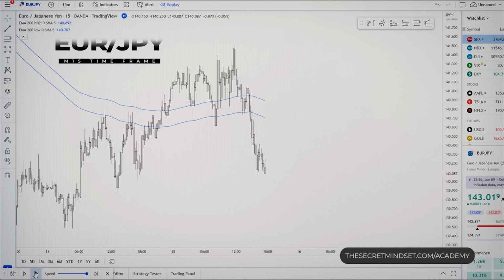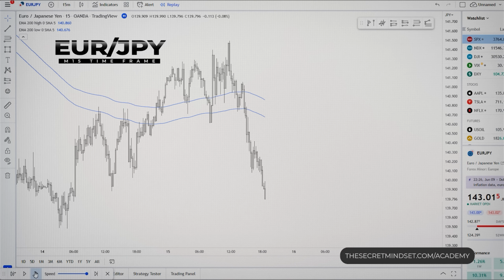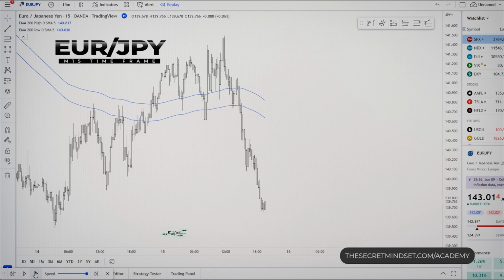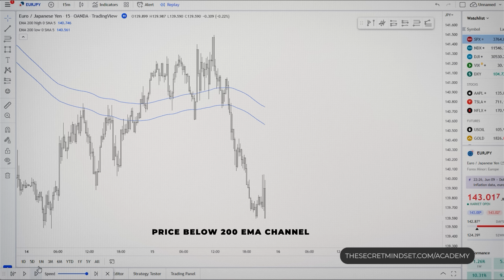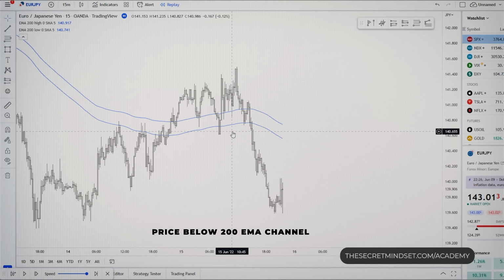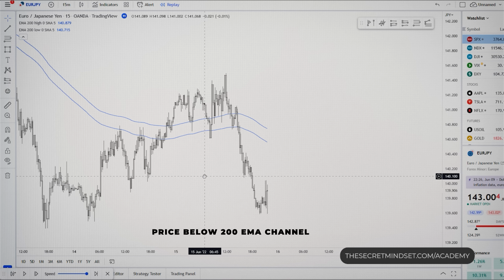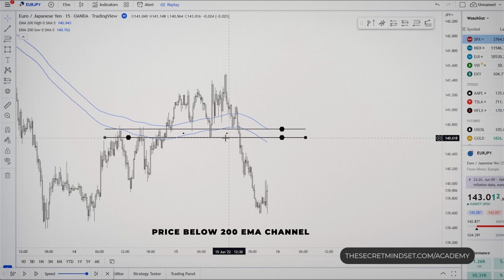We trade Euro-Yen on the 15-minute time frame. Price is below the 200 EMA channel, so the plan is to short the currency pair when price bounces off the channel. I also see a triple top here and a breakout. The breakout happened at the same time with the breakout below the channel.